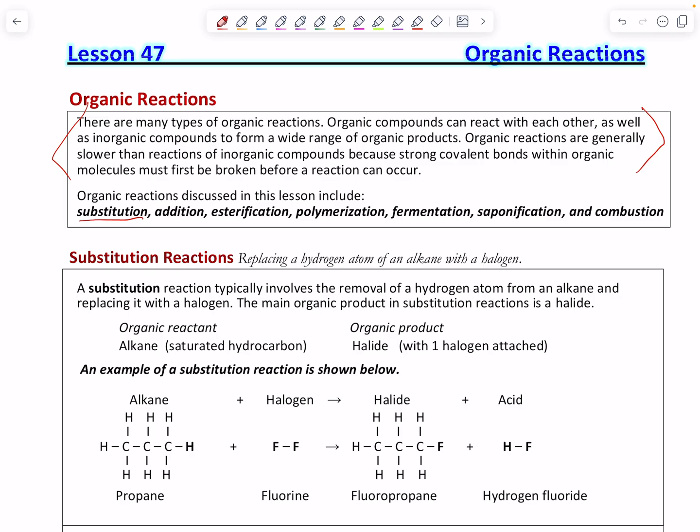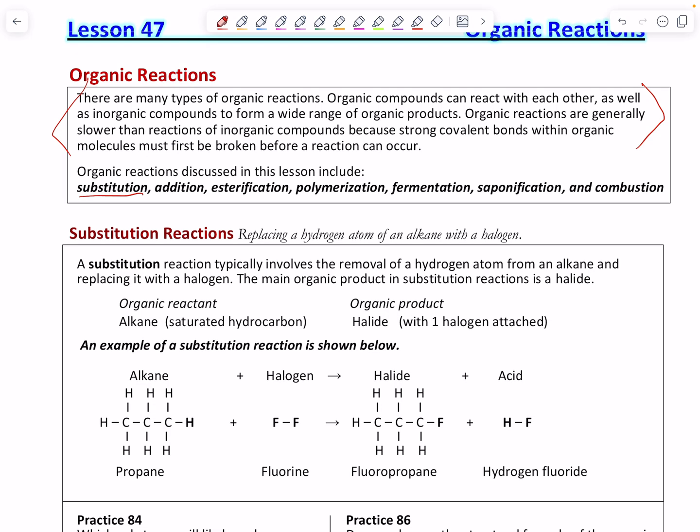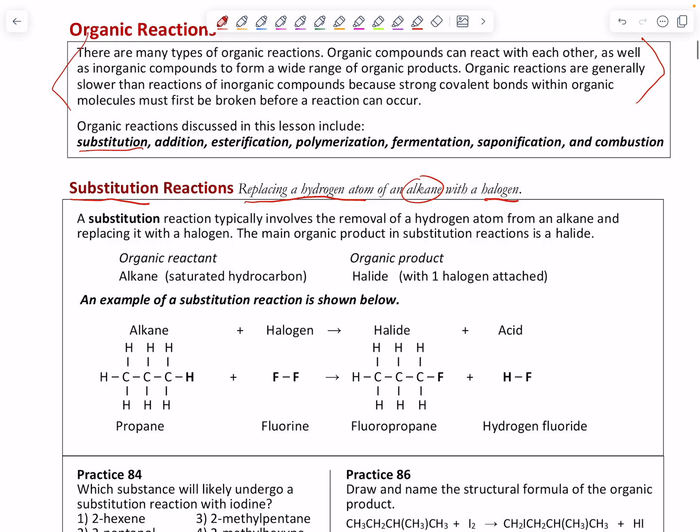So this first one, the substitution, the basic definition of what's going on here is you're substituting something. So you're replacing usually the hydrogen atom of an alkane, so it's got all single bonds, with a halogen, okay? So essentially, if we look at the pattern here, you have an organic reactant. It's always going to be an alkane, meaning it's a saturated hydrocarbon, so it's all single bonds. Like if you look at the example right here, all of them are single bonds. And your other reactant is going to be a halogen. So it could be fluorine, like this example, it could be chlorine, bromine, or iodine, okay?